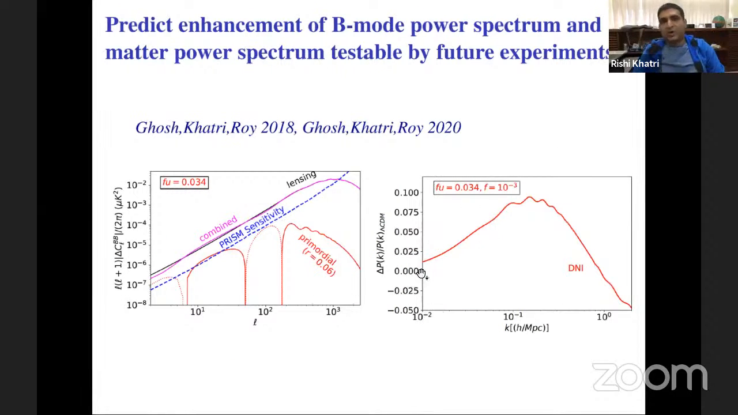One thing I did not talk about: in standard lambda CDM cosmology, neutrinos free stream, so their gravitational perturbations decay away. In interacting neutrinos, their gravitational perturbations do not decay away. So they help clustering of dark matter. So the dark matter power spectrum on small scales also increases, which is shown in the right panel, which means that the lensing B modes also get boosted, which is shown in this left-hand panel.